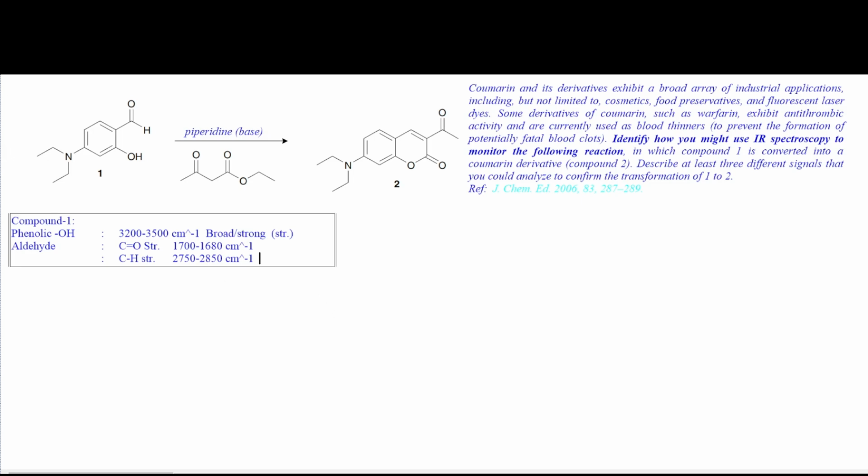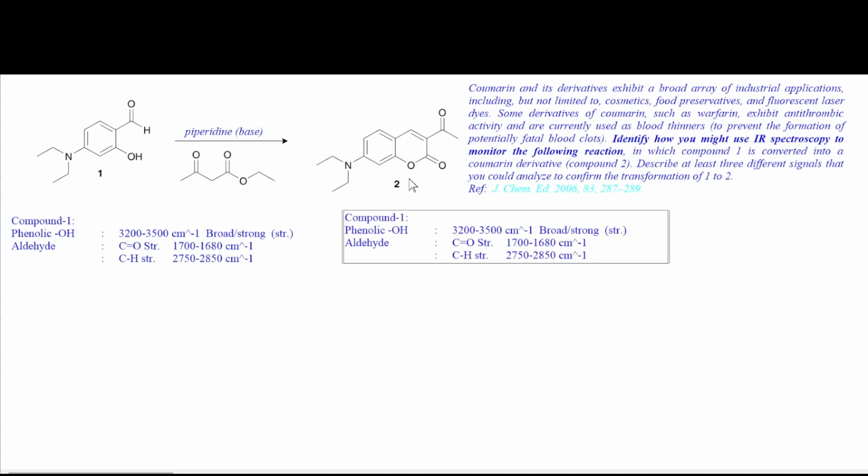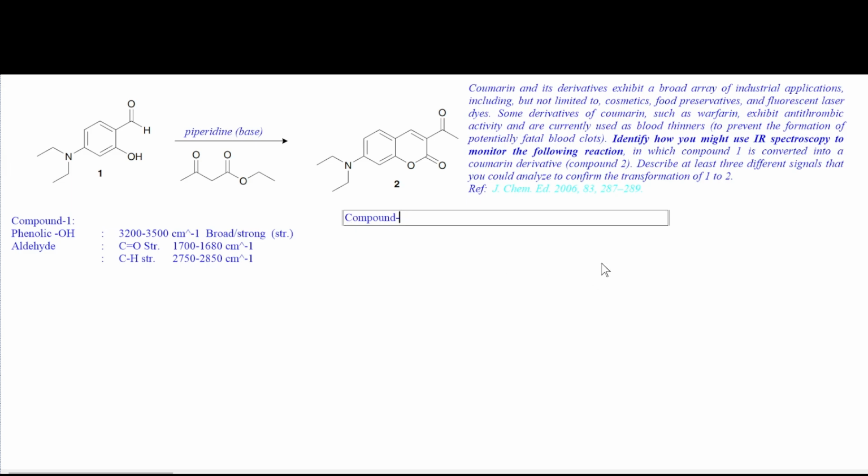On the other hand, compound 2 does not contain an aldehyde and does not contain a phenol as well. So definitely compound 2 will have different signals compared to compound 1, the starting material. The aldehyde is converted into a ketone, and the phenolic OH is no more there; it is an ester instead. So these are the main changes happening in the functional groups. We'll monitor specifically the IR frequencies changing in those functional groups.